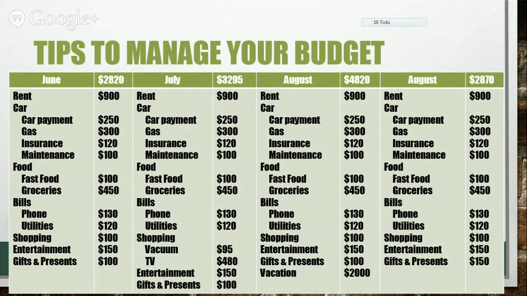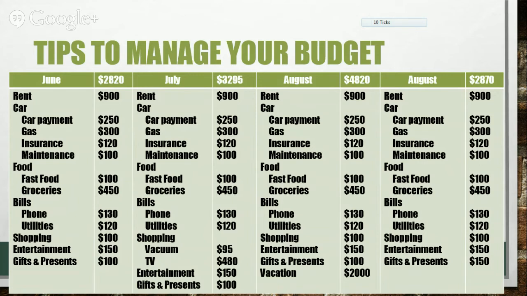If you look at August, in August you're spending a little bit more, $4,820. And again, if you look at the breakdown, it looks more or less the same as the June and even July, with the exception of a part towards the bottom. I don't know if you guys see it, but vacation, it says for vacation you're going to spend $2,000. So everything's the same as the budget in June. The only difference is that there was a trip planned for August.